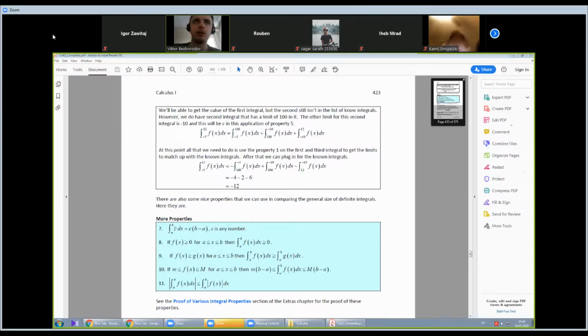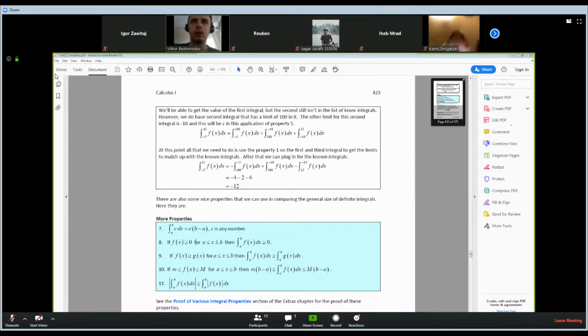Of the integral. Okay, so 7 is also quite clear if you think about it as just the area of the rectangle, right? Okay, 8 and 9 are hopefully also clear, right? So if the function is non-negative, then the integral is non-negative as well. And of course, if one function is larger than another, then the integral is also larger.